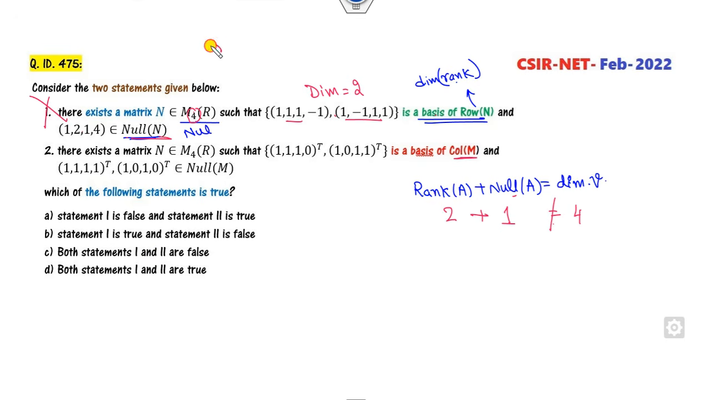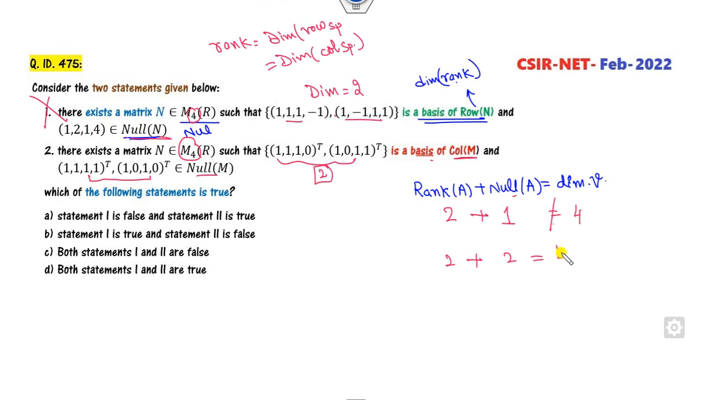These are column vectors. We all know rank is nothing but the dimension of the row space or the dimension of the column space. So you can see the dimension is 2. Rank is 2. Nullity dimension is 2. So 2 plus 2 is 4, which is a correct statement. So the first is false, the second is correct. First true, cancel. Both statements false, cancel. Both true, cancel. The right answer is A.